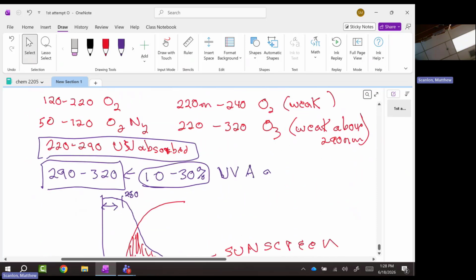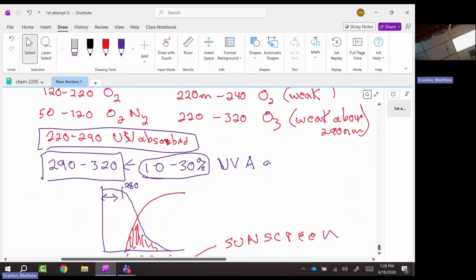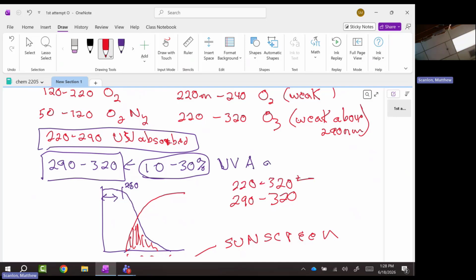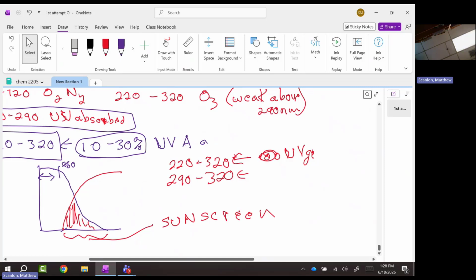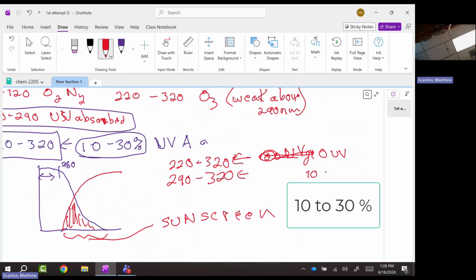that covers this very little area from 290 to 320 and 220 to 320. So here we're getting about 100%, and here we're getting zero UV gets through, zero UV gets through, and here 10 to 20% get through, all because of ozone. So without ozone, life would be impossible. Everything would get cancer and die.